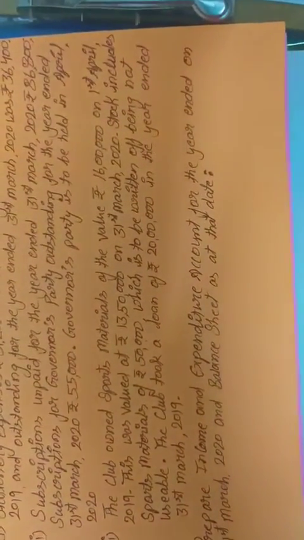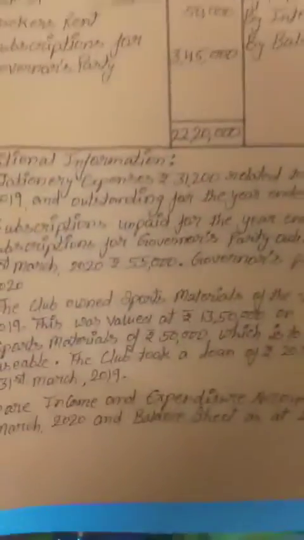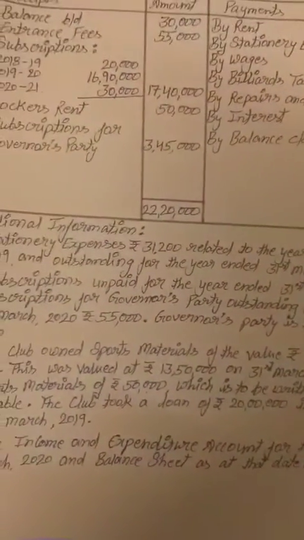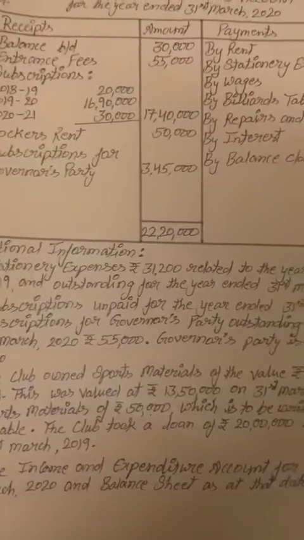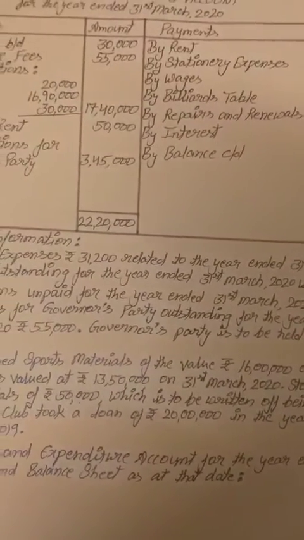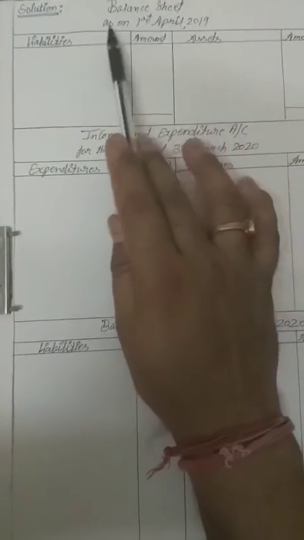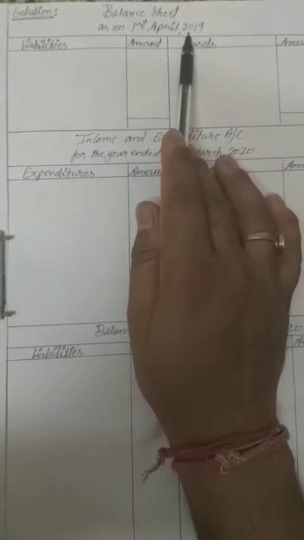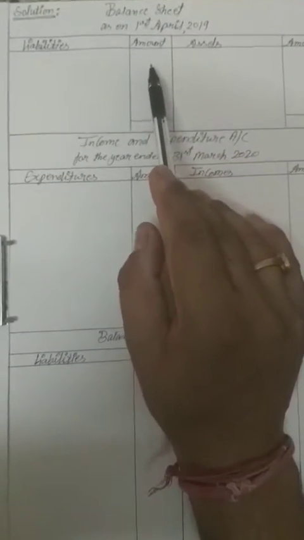Okay, now we are going to solve this question according to the proper format and proper transactions. Let's see the format we require. So now you can see the format under which we have to solve the complete question. On the top is the balance sheet as on 1st April 2019. This is the beginning balance sheet, and next is the income and expenditure account.